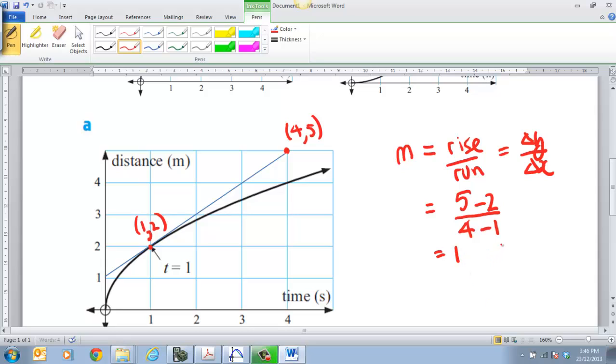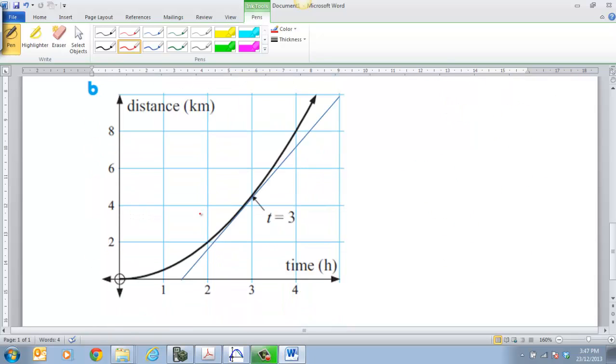Now don't forget to put your units on here. The distance that we're looking at using the change in the y is m, and then the time is seconds, so meters per second. So therefore that there has an instantaneous rate of change of 1 meter per second at that particular point when t is equal to 1.